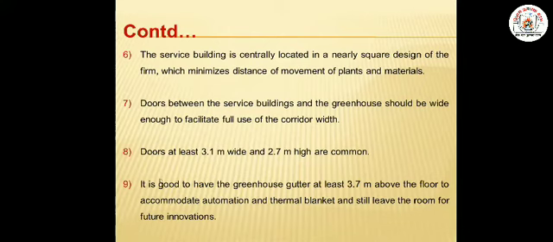Then we have seen all the criteria for greenhouse construction. Totally 8 to 9 criteria we have studied. It will be asked for 4 marks, and objectives from such criteria will also be asked, say true or false or fill in the blanks.